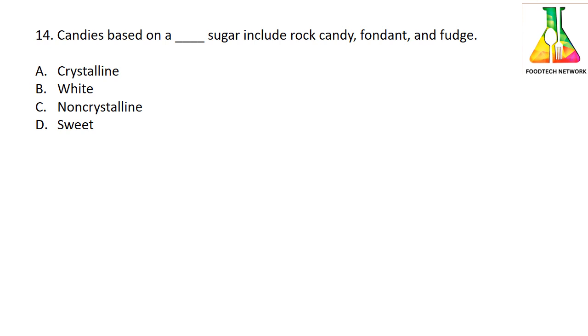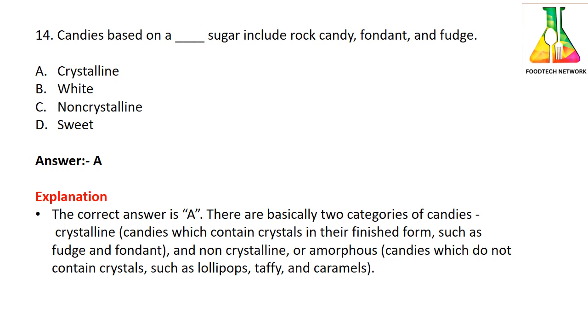Candies based on dash sugar include rock candy, fondant, and fudge. Option A crystalline, option B white, option C non-crystalline, and option D sweet. There is option A. There are basically two categories of candies, that is crystalline candies and non-crystalline candy, also known as amorphous candy.